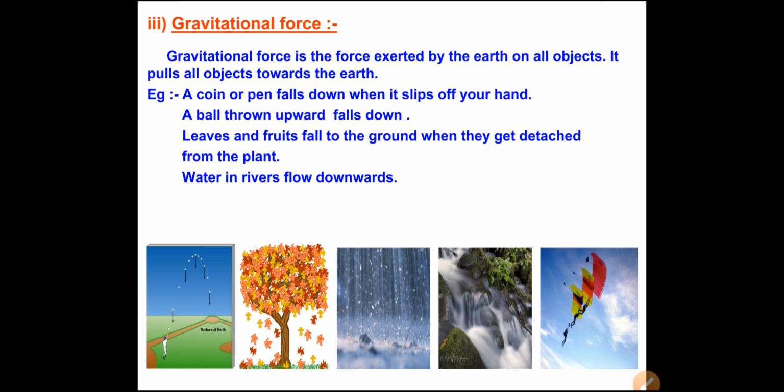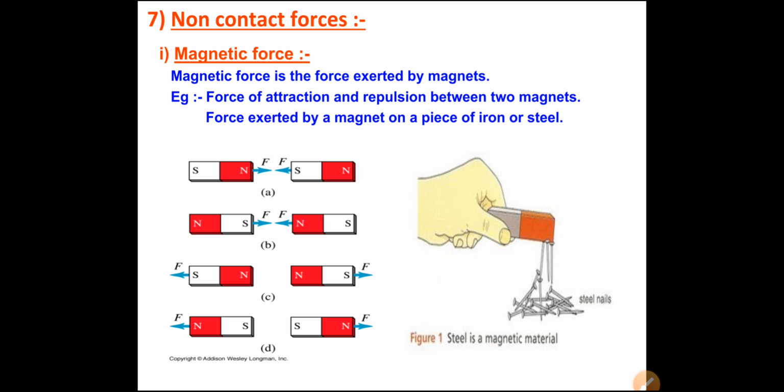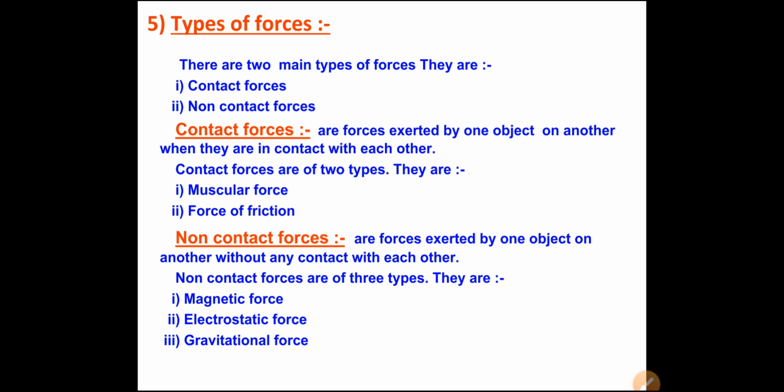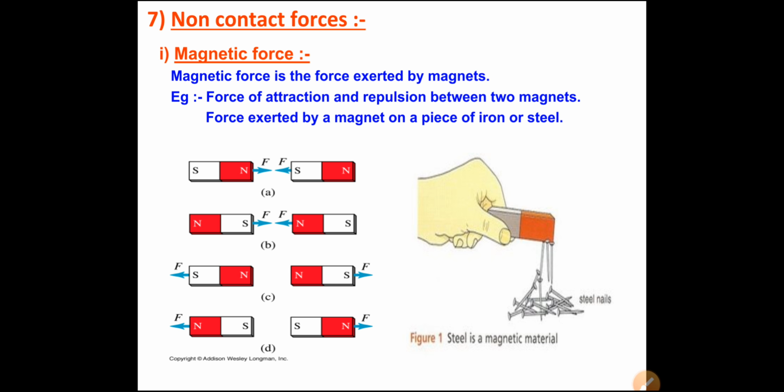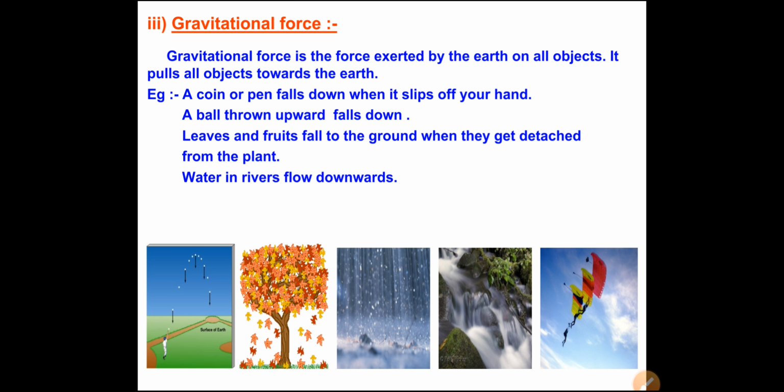So here you have learned these types. There are two main types of forces, the contact force and the non-contact force. The contact force has the subtypes muscular force and force of friction, and the non-contact force has the subtypes magnetic, electrostatic and gravitational force. So in this way you have learned all these types of forces.